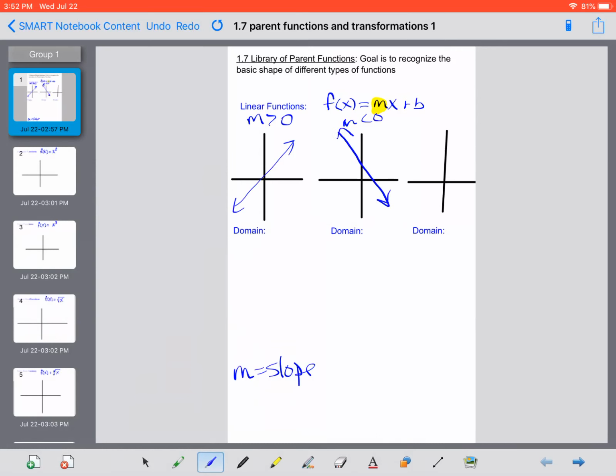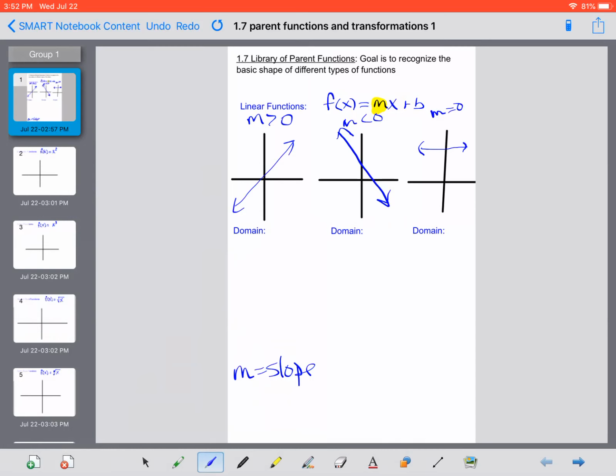It's a decreasing function. And when your slope is equal to 0, in this case, your function is just going to look like f of x is equal to b. Because 0 times x is just 0, that first term will go away. And so this, of course, is just going to be a horizontal line. Again, depending on what b is, it might be shifted up or down, but it'll be a horizontal line.